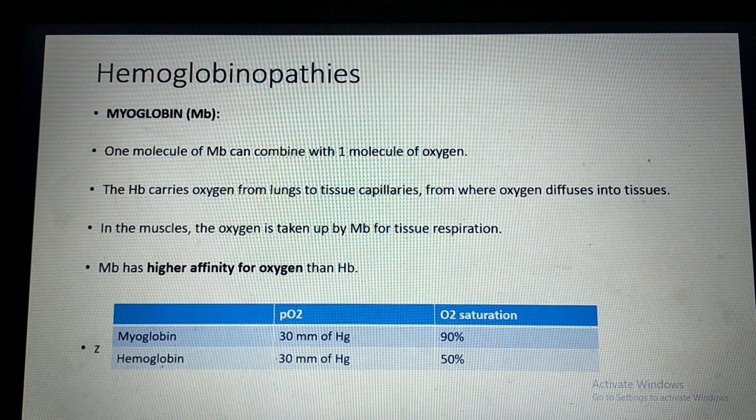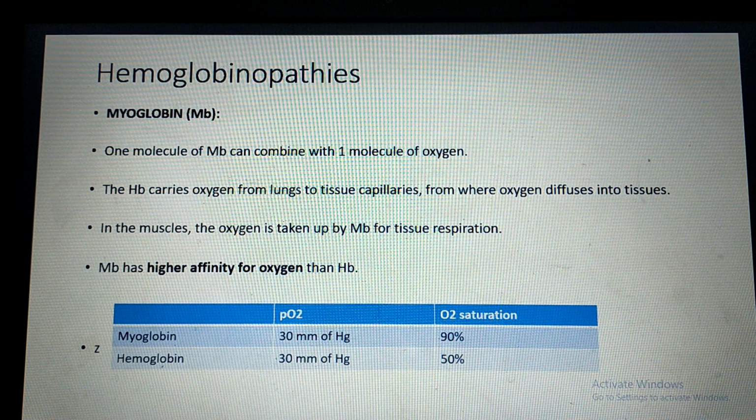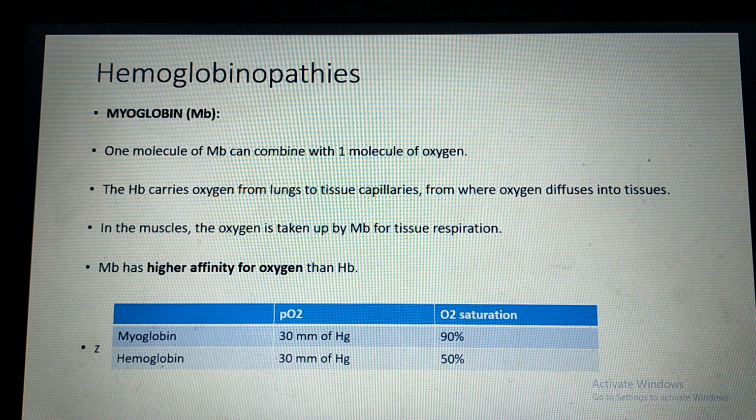In contrast, one molecule of hemoglobin combines with 4 molecules of oxygen, because hemoglobin has 4 globin chains and 4 subunits. Myoglobin has only one globin chain and one heme molecule. So it combines only with one oxygen molecule.